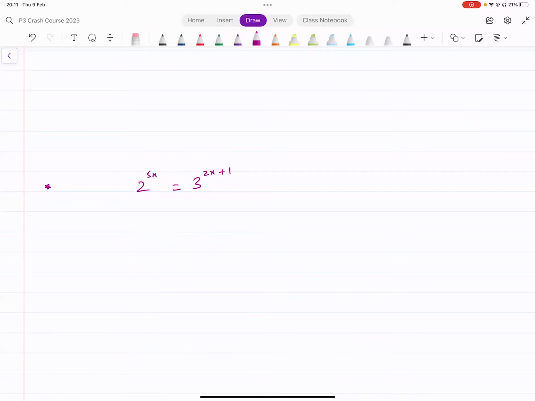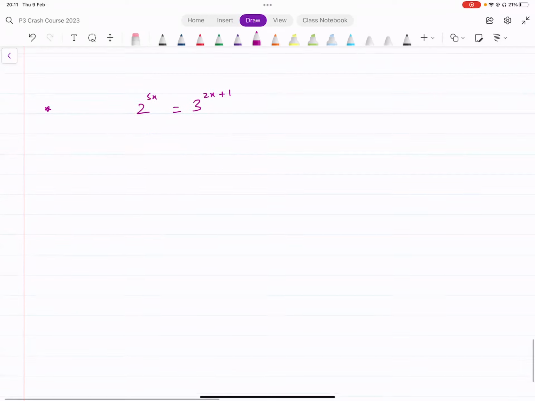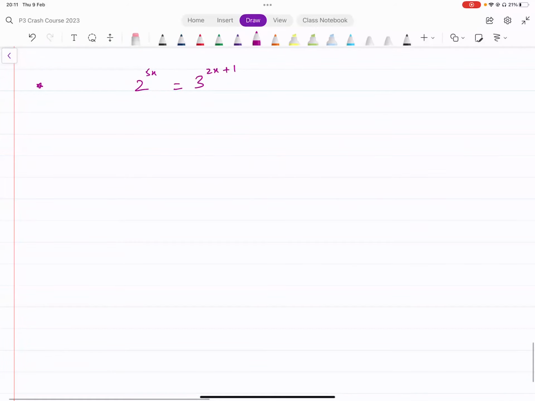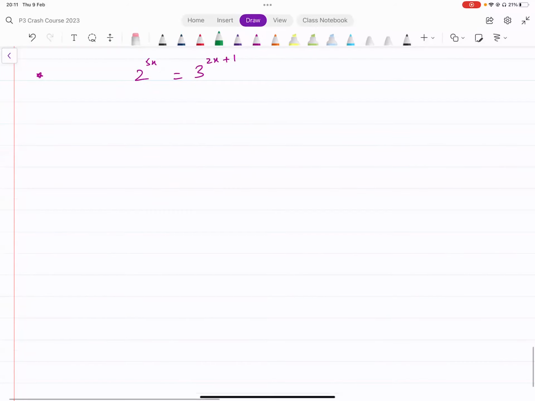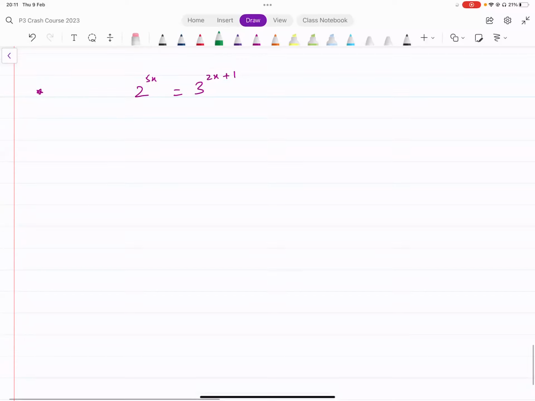You want to solve this equation now. Now, how do we solve this equation? Is substitution going to be helpful here? Not quite, because in this case, you've got 2 different bases. You've got 2 here and you've got 3 here. Now, what do you choose as a substitution?